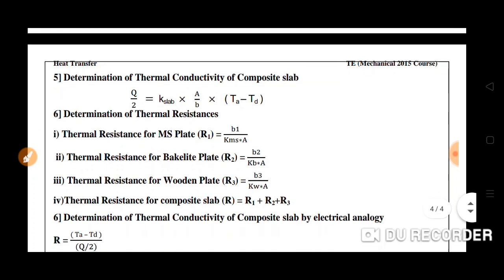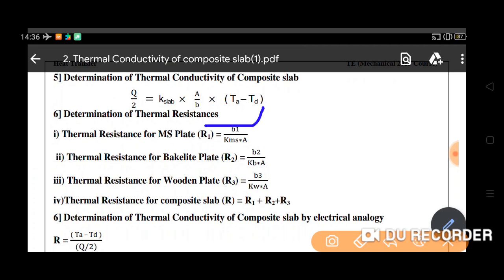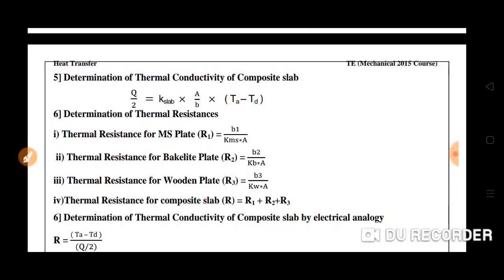So the thermal resistance of mild steel you can also calculate. What is thermal resistance? It is L upon K A. So I can use this formula. The thermal resistance of mild steel is B1 upon K_MS, the thermal conductivity of mild steel, into the area of cross section. See here, the area of cross section will be the same every time. Then the thermal resistance of bakelite plate, the thermal resistance of wooden plate, and the thermal resistance of the composite slab, which is the summation of R1 plus R2 plus R3.